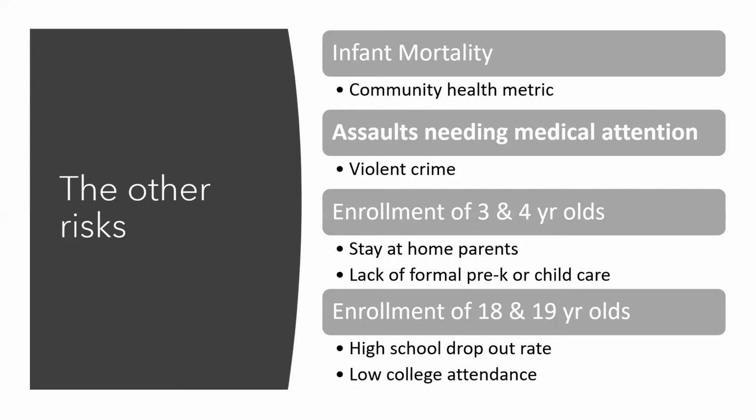So the other risk factors that we utilize within our modeling focus on infant mortality, but also the other big one that we utilize is assaults needing medical attention. This is a lot different in the way we've measured this. This is our proxy for violent crime in the neighborhood. And the way we measure this is very different than the way a lot of other people measure violent crime when it comes to modeling for maltreatment risk.